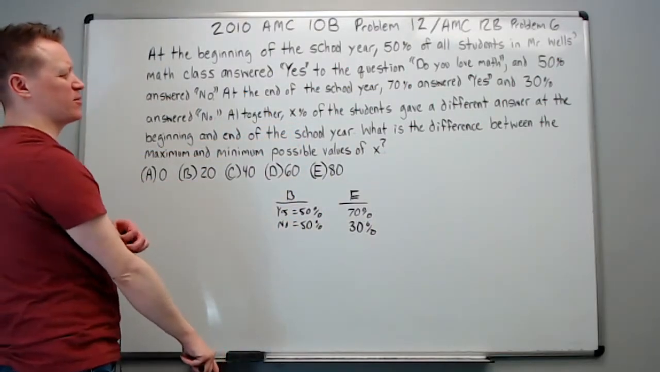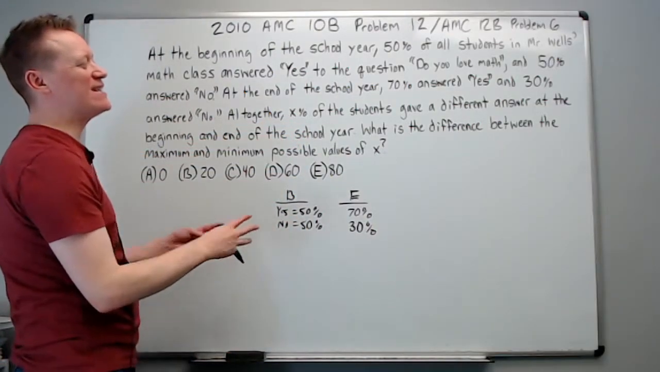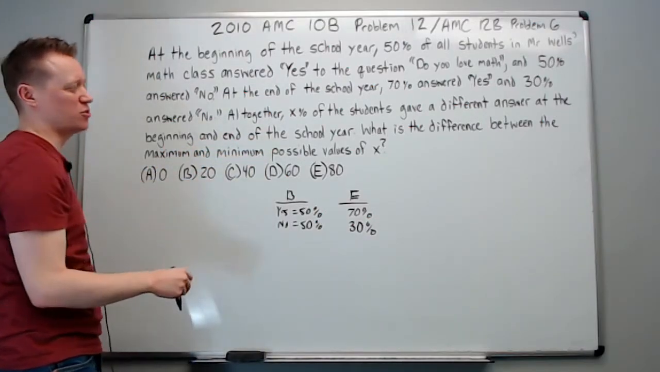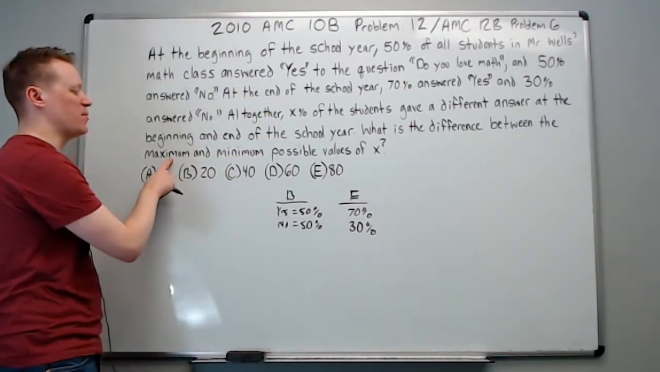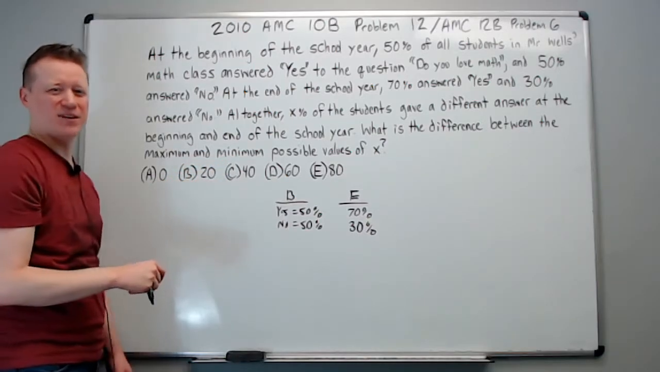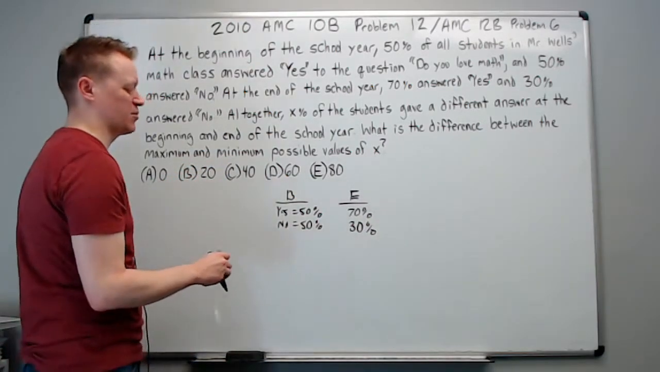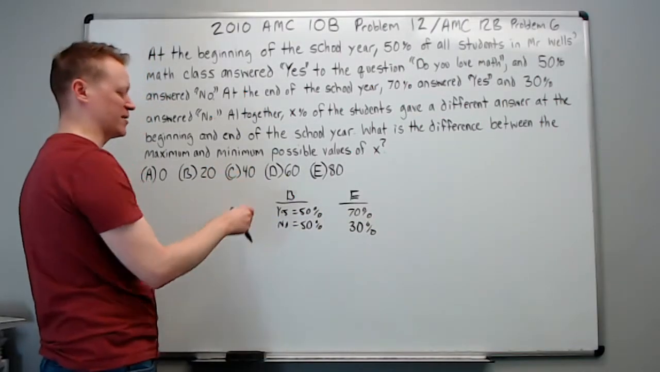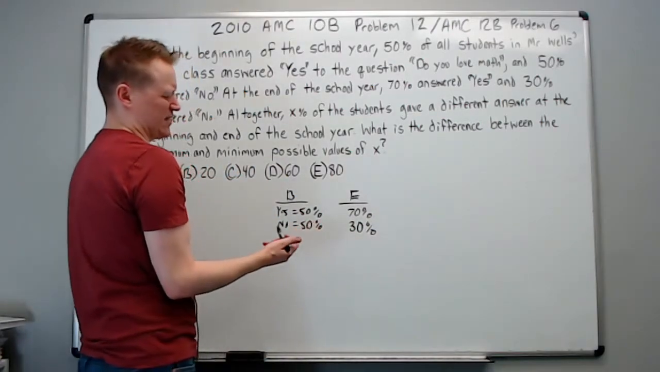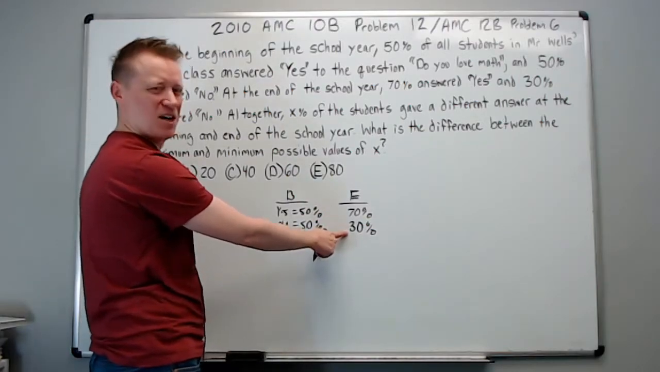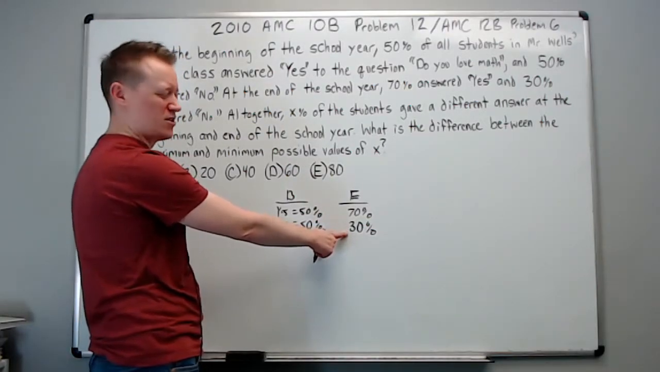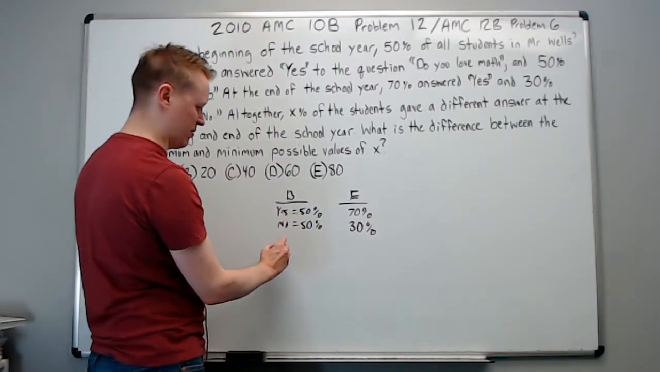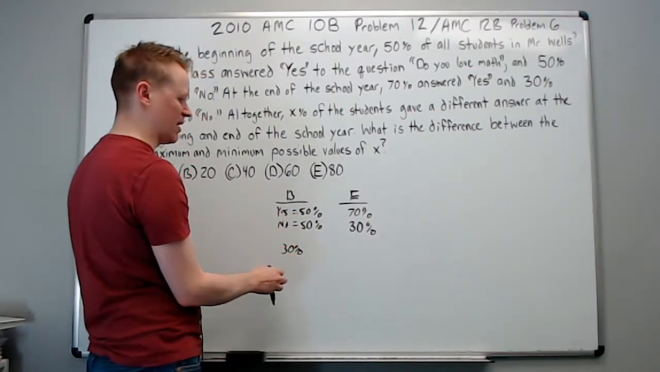Altogether, X% of the students gave a different answer at the beginning and end of the school year. What is the difference between the maximum and minimum possible values of X? Kind of similar to the last problem. You're min-maxing, and you're going to subtract them when you're done. So just think about it. If 30% said no at the end, let's go for the max first. You would have all 30% have been yeses. So that would be 30% who changed their mind.